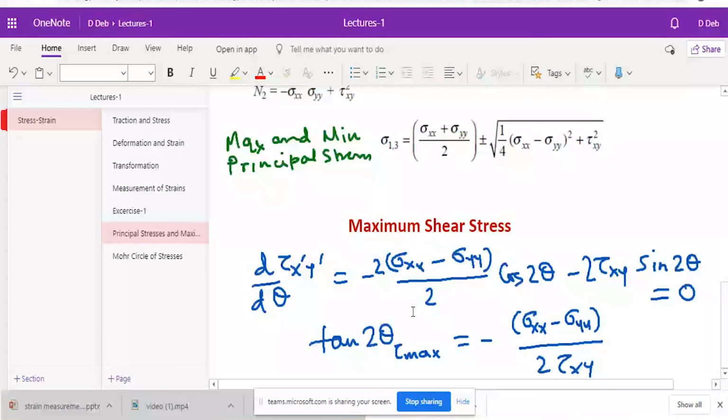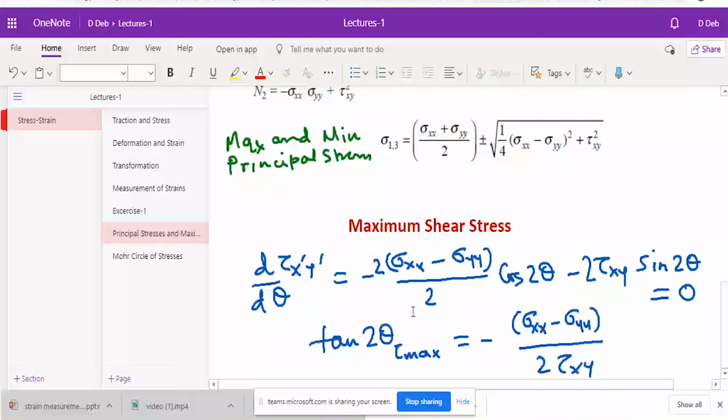Not sometimes, the majority of the time, if a rock or any material has to fail, it basically fails along the maximum shear stress, or perpendicular to the minimum principal stress.